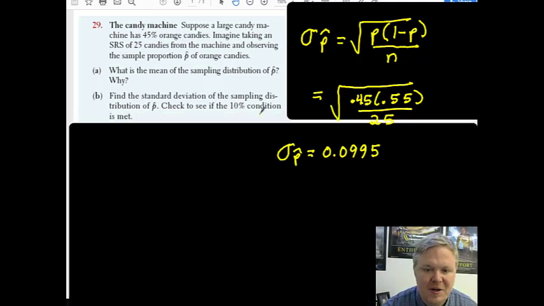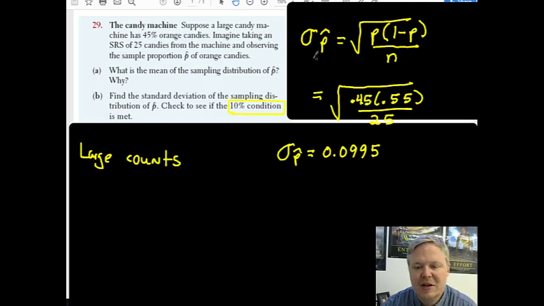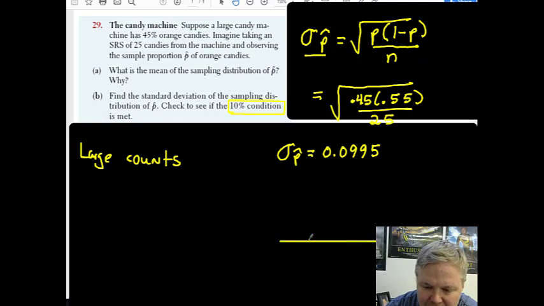All right, so when they're talking about the 10% condition, at first I said that was np greater than or equal to 10. Well, that's not actually true. That's actually called the large counts condition, and that's to verify if it is fitting our normal condition. Because we can find the standard deviation even without it being a normal population. We just can't find percentages or anything unless we know it's normal. But we can find the standard deviation regardless of whether it's a normal distribution or not.